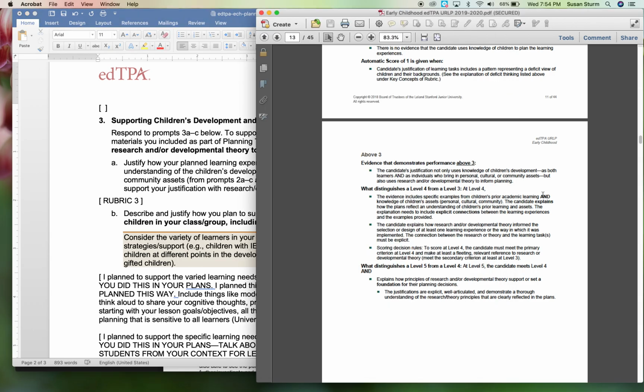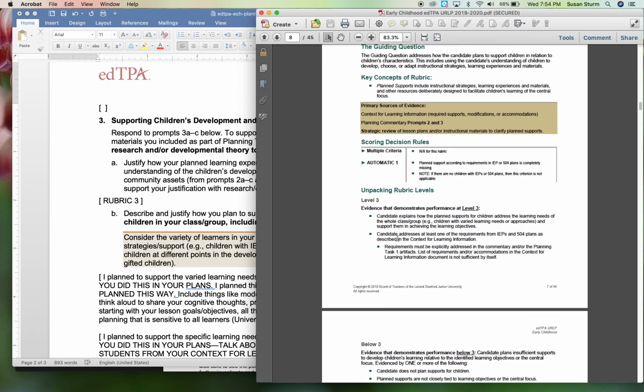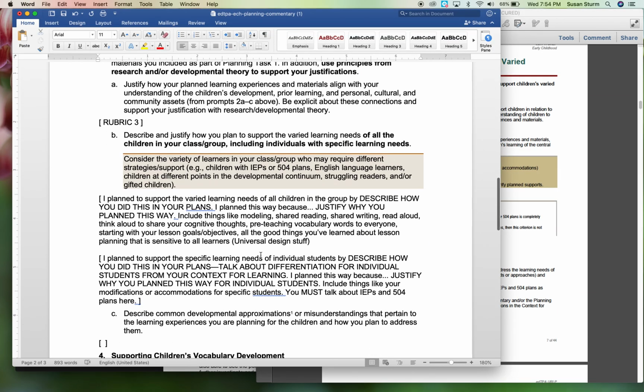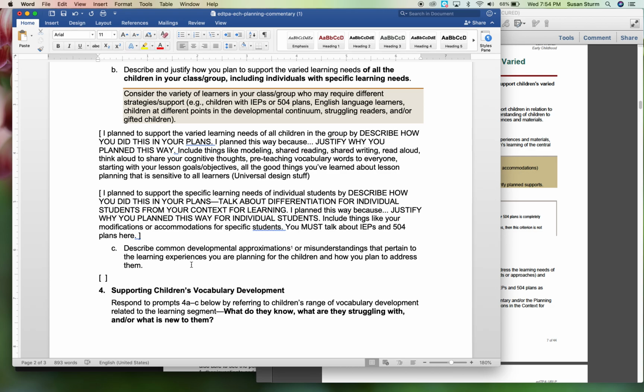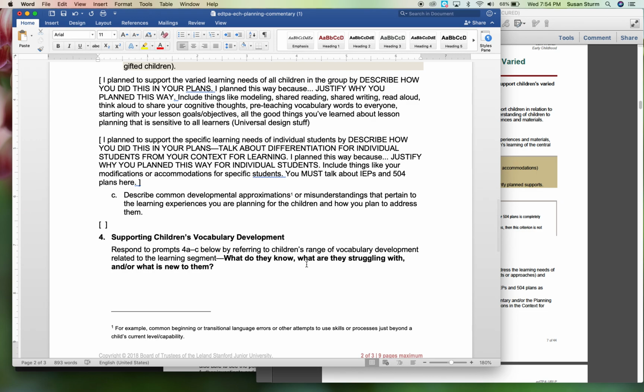Okay, so then I'm going to go back to rubric 2 to talk about how that connects. The last question here is on rubric 2. It says, describe common developmental approximations or misunderstandings that pertain to the learning experiences that you're planning for the children and how you plan to address them. This, for example, common beginning or transitional language errors or other attempts to use skills or processes just beyond their current level. So this is really, what do the students not yet understand that could be confusing for them in your lessons?